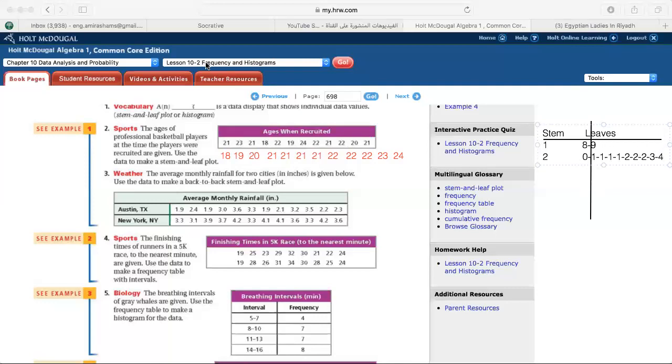Let me move this line like this. If I want to read it, I have 20 and I have 21, 21, 21, 21. If you want to draw it like this, 20, 21, 21, 21, 21, 22, 22, 22, 23, 24.